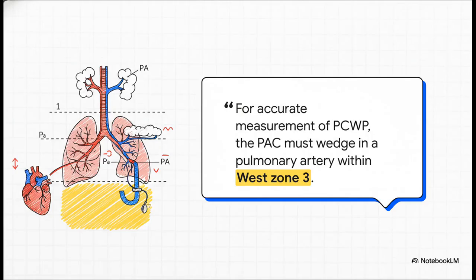I can almost guarantee you'll see an exam question about this. Why does your pulmonary artery catheter have to be in Zone 3 to get a good wedge pressure? Well, think about it. It's only in Zone 3 that you have that uninterrupted column of blood from your catheter tip all the way back to the left atrium. If your catheter tip was in Zone 2, the alveolar pressure would be squeezing the vessel and giving you a falsely high number. It has to be in Zone 3.